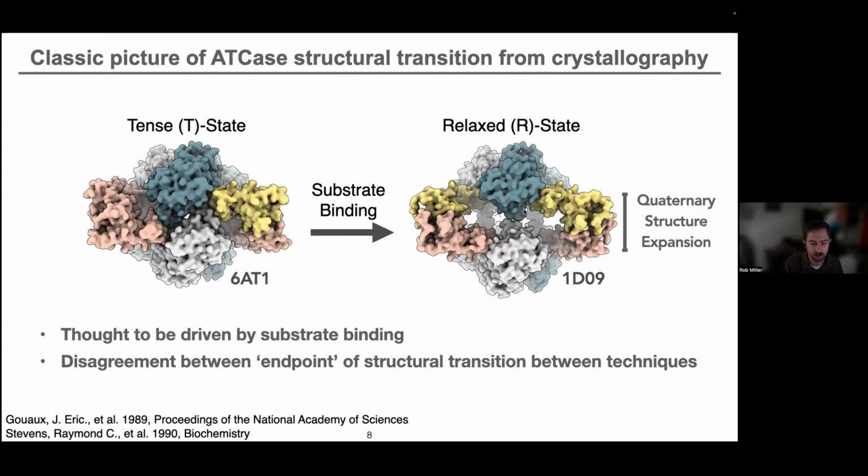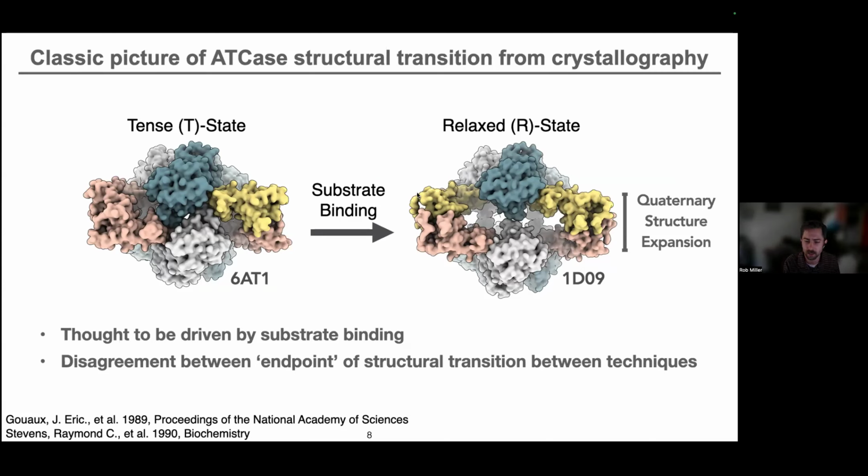And the enzyme transitions into this relaxed R state. And due to the nature of crystallographic experiments, typically using bisubstrate analogs, it was thought that this transition from a T to an R state required the binding of both substrates. So the binding of the first substrate, CP, was not sufficient to drive this transition from a T to an R state.